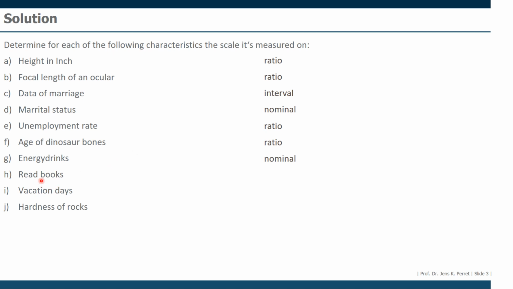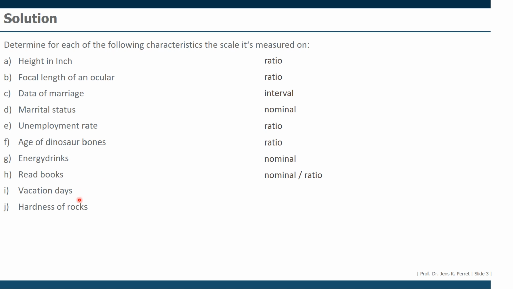Then, with age, I have the read books. If I'm going with the number of read books, I would have a ratio scaled variable. Of course, I can count from 0 upwards. If I'm talking about which books I've read, then it's just nominal. So here it's a question, what am I talking about? The quantity or which books do I have read? So both of them actually work out depending on what I actually read or interpret into the term read books.